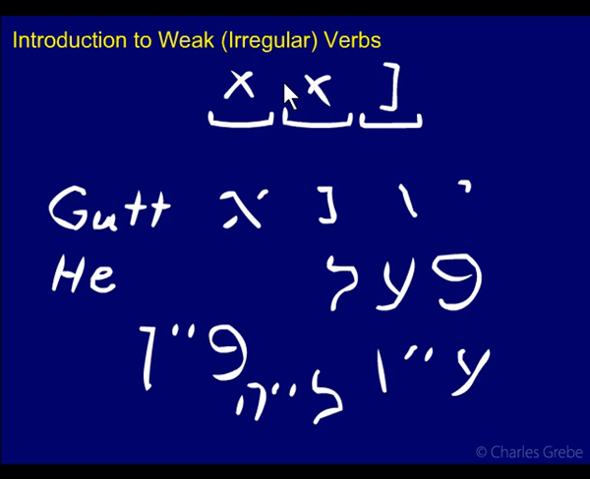I should get rid of this here so as not to confuse you. The last two radicals are the same. Gemini means twin, so when you have the last two radicals the same, they have special features. So those are the weak verbs. Now the gutturals are kind of, some people don't call them weak verbs because the guttural itself does not change. It just changes the vowels. But with these other ones, you can get changes to the consonant as well as the vowels.